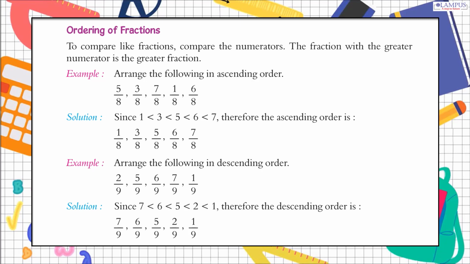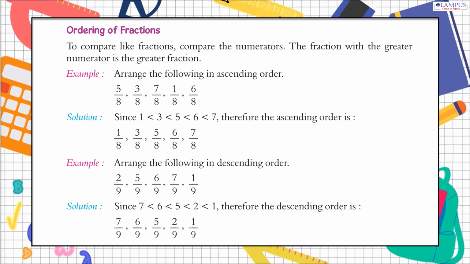Example, arrange the following in ascending order. 5 by 8, 3 by 8, 7 by 8, 1 by 8, 6 by 8. Solution. Since 1 is less than 3, less than 5, less than 6, less than 7, therefore the ascending order is 1 by 8, 3 by 8, 5 by 8, 6 by 8, 7 by 8.